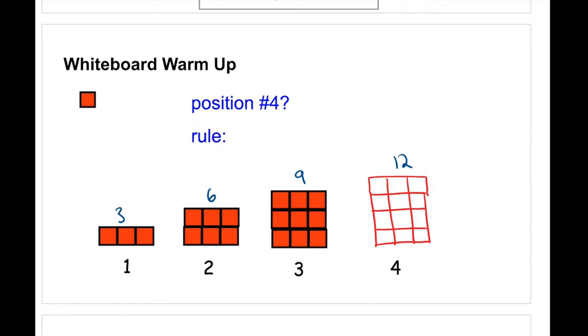So our rule in this case, you'd say the step number, or position number, times 3. Or you could say step number multiplied by 3, or any sort of variation that represents that. You could just say multiplied by 3. That would work as well.